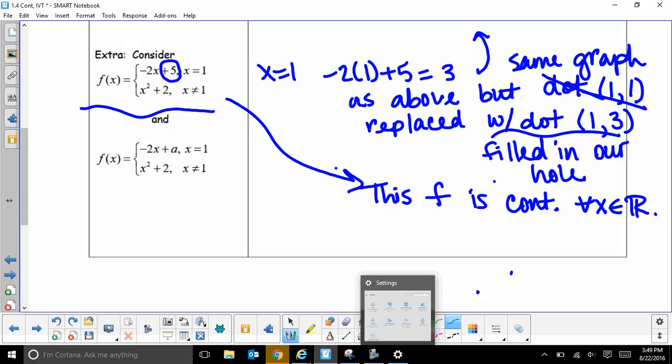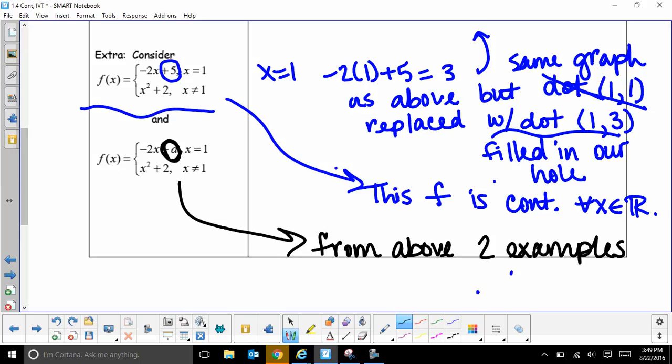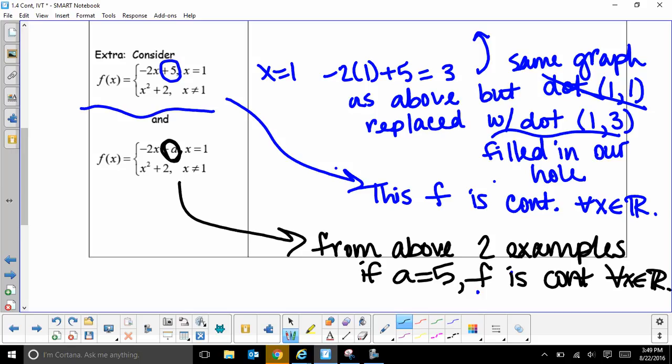Then they're going to ask us, hey, what about this f of x? Find an a value that's going to make it work. Well, we could say then from the above 2 examples, if a equals 5, then f is continuous for all real x. Well, we're going to start to see questions like that.